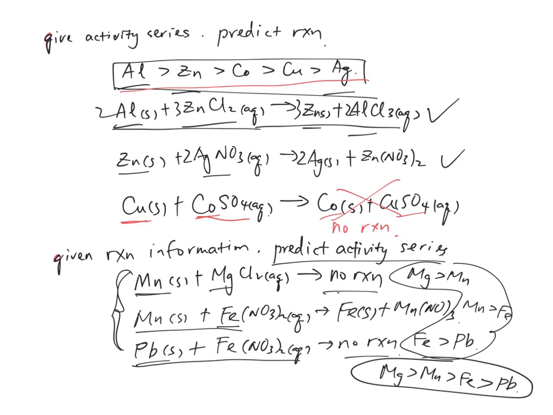out an individual set of activity series for the metals involved. As long as you can do these two things, you got nothing to worry about with metal activity series. Okay, now, I can give you an activity series and ask you to predict a reaction. I can give you reaction information and ask you to predict the activity series.